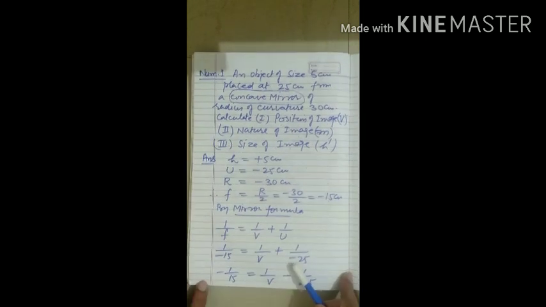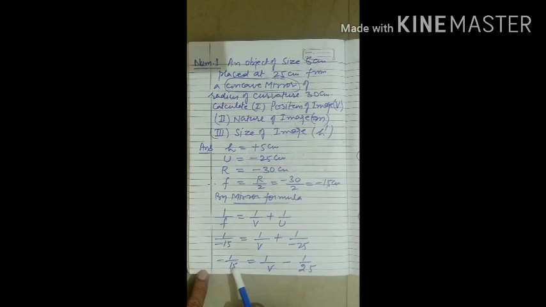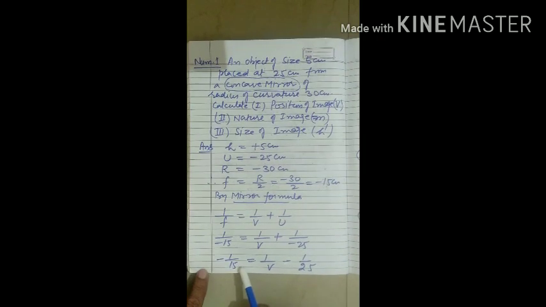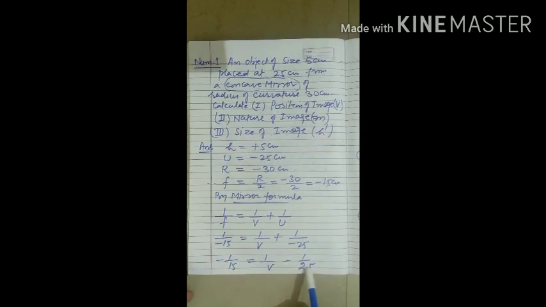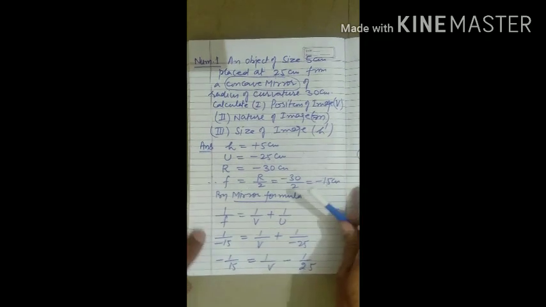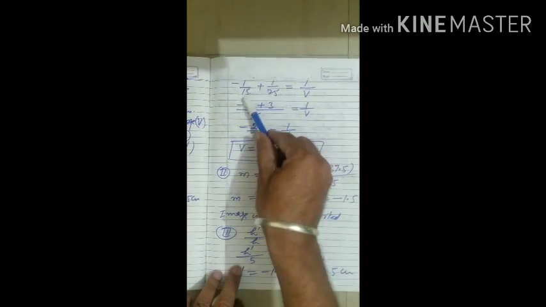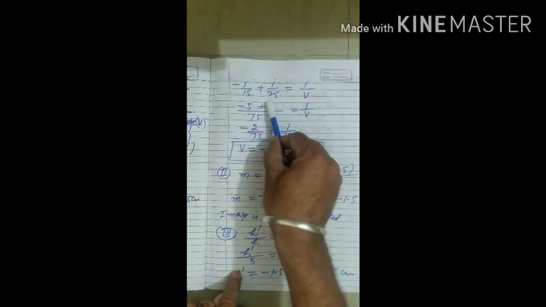And when you substitute its values, it is 1 upon minus 15, 1 upon v plus 1 upon minus 25. Just like a 4th standard student, when you solve it, it's solving fractions only. Minus 1 upon 15 is equal to 1 upon v minus 1 upon 25. Now shift this term toward the left side. On shifting this term toward the left hand side, this minus 1 upon 15 becomes plus.